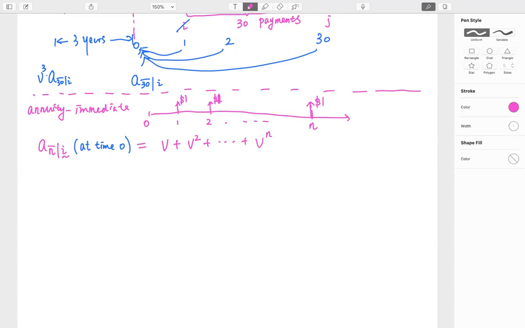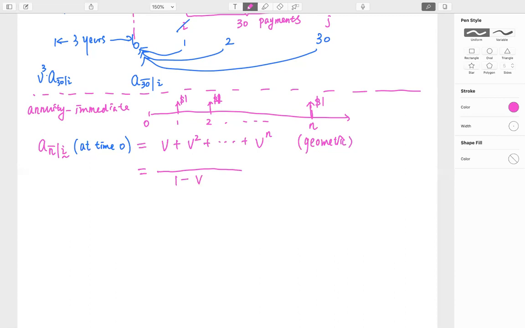It's obvious this is a geometric series. By the way, if you really understand the concept of time and you know how to compute the summation of a geometric series, any annuity question you can handle. So let's review the formula for a geometric series. It will be 1 minus the common ratio. Obviously, the common ratio here is v.